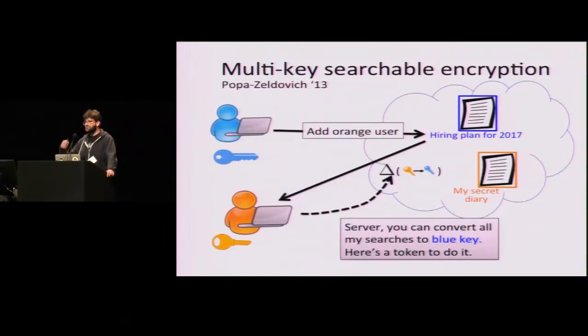And what the orange user does is it generates a bit of cryptographic information that it gives to the server, which essentially delegates to the server the ability to convert its search tokens to searches under the blue key. So the advantage of this is that you can issue just one search token and be able to search, and the server will essentially do these search token conversions for you. So this solves the problem that I just mentioned.